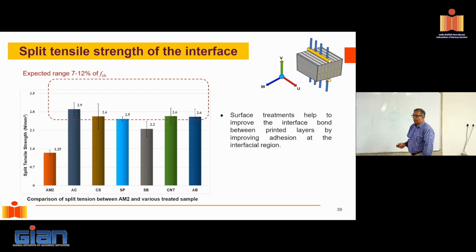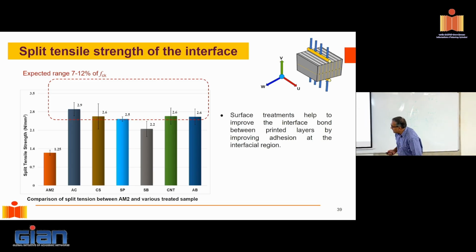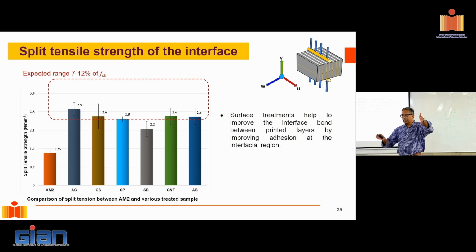This is my control with nothing. And for this, we selected the AM2, which is the intermediate fluidity. AM1 was a stiff concrete, AM2 was the intermediate, AM3 was the most fluid. So we selected AM2 and tried these different treatments, and you see immediately the split tensile strength jumps up to a value that you expect to see, right? You're getting close to 3 now, right? So yes, we can now start thinking about design procedures, provided I improve the interface.